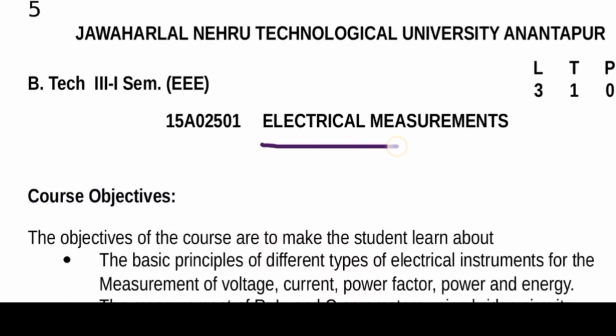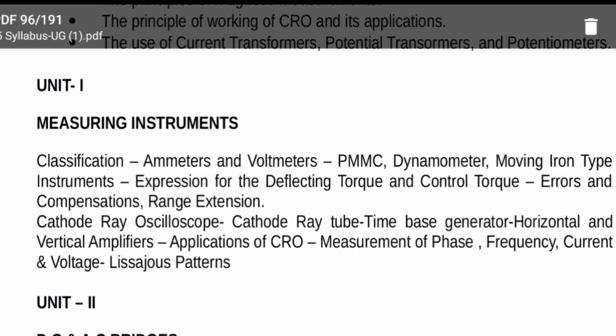In unit 1, measuring instruments is the basic chapter for electrical measurements, because how all measuring instruments work and their basic principles will be studied in measuring instruments. From this you can expect many questions from unit 1. The important questions are PMMC. What is a voltmeter, what is an ammeter, what is a PMMC instrument, it is very important.